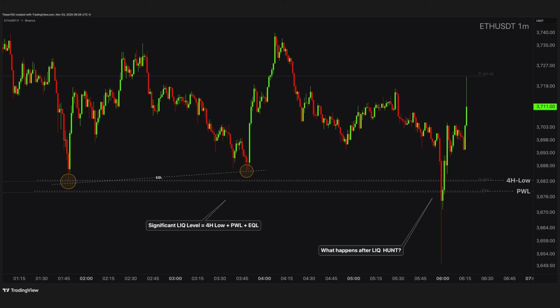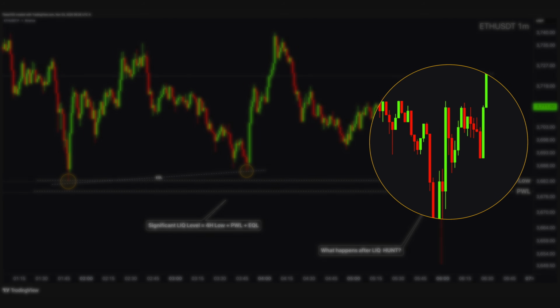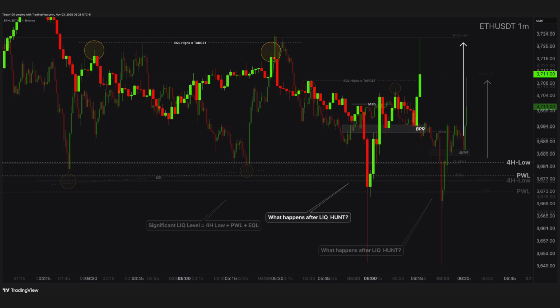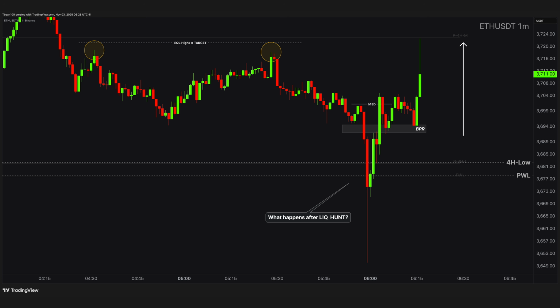Now the question is, what usually happens after a liquidity hunt like this? If you look closely, the market structure breaks on this lower time frame. Then the price makes a little pullback into this inner BPR area. After that, it runs back up toward this inner equal highs level above, which becomes our clear target. If you zoom in on this area, you can actually see the price action very clearly. It is not complicated at all.